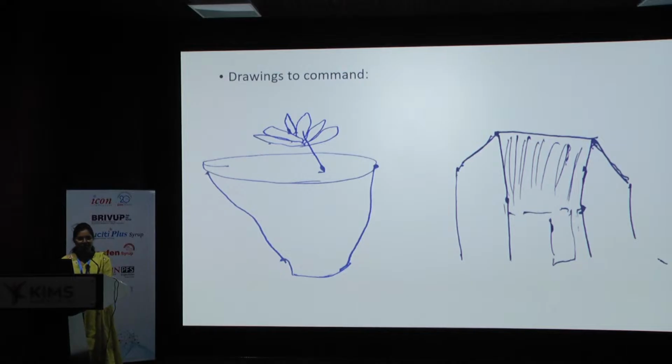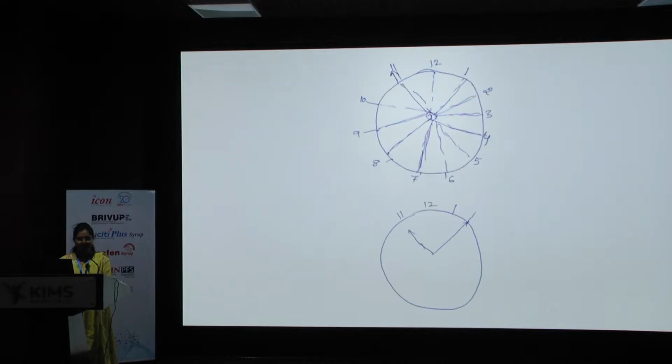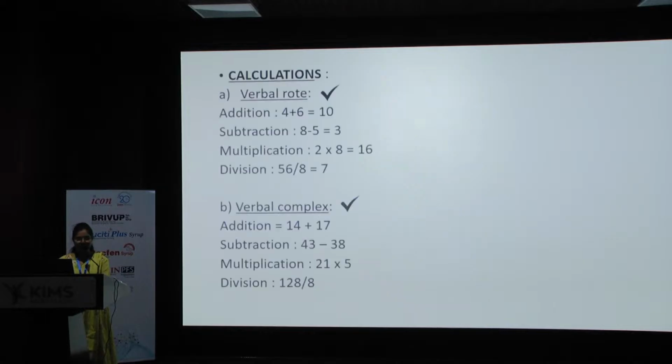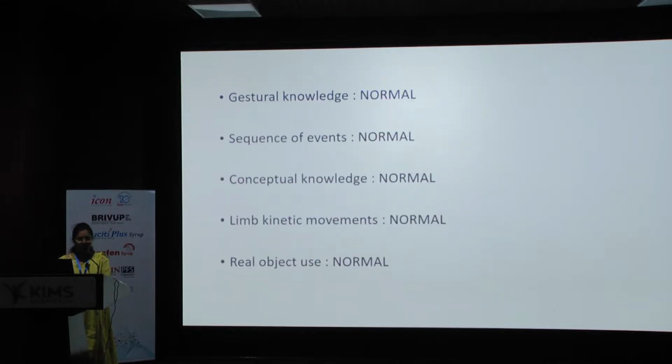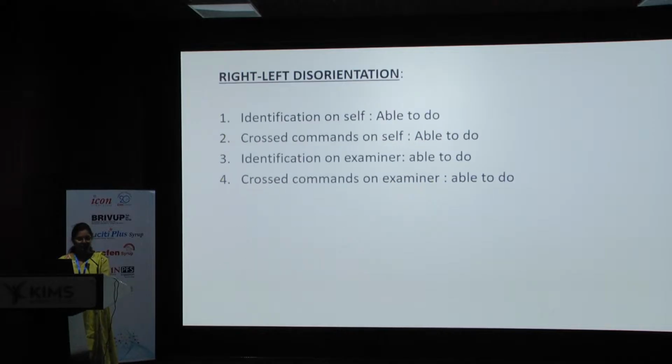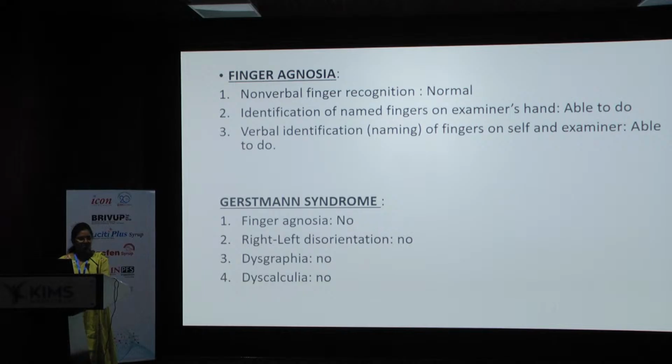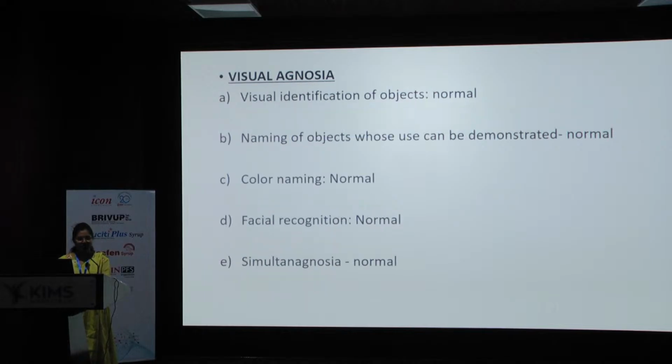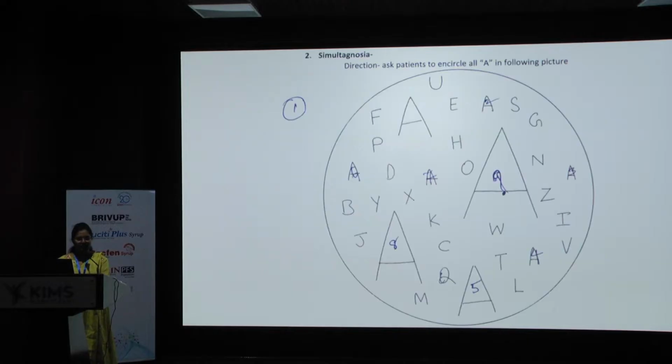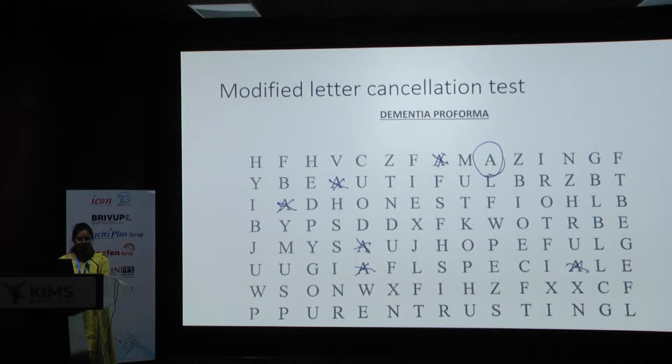Drawings to command: this is the flower pot drawn by him and this is the image of a house. Clock drawing: even after 2 attempts, he either kept the numbers outside the circle or forgot to keep the numbers and only kept the hands. Calculations normal. No apraxia. There was no right-left disorientation. Finger agnosia and Gerstmann syndrome, no points suggestive of them. Visual agnosia is absent. Simultanagnosia and hemineglect were absent.